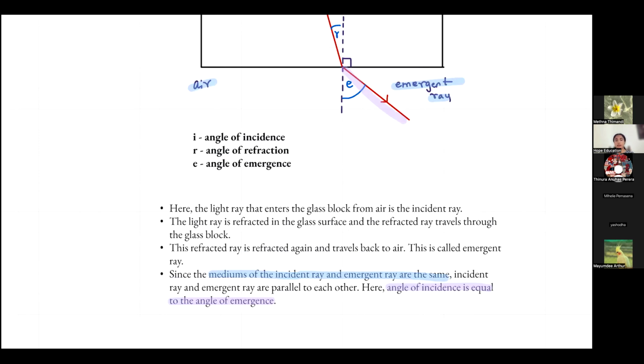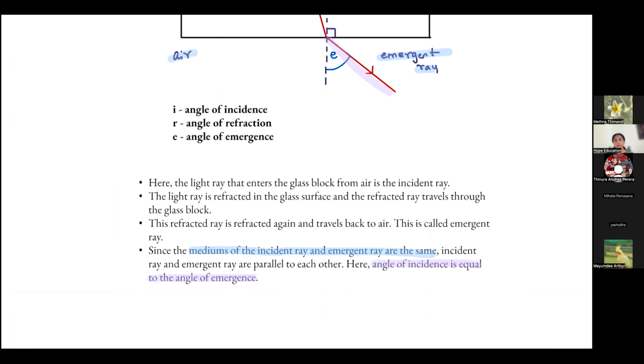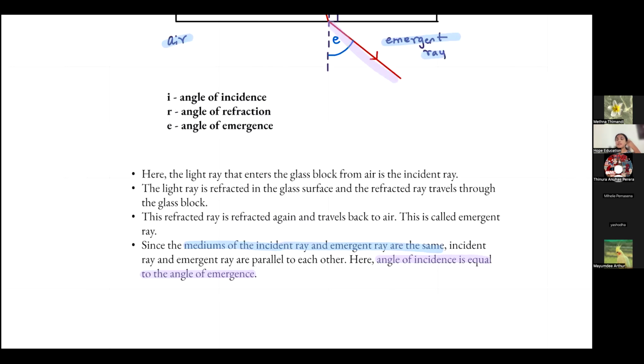Quickly copy these 4 sentences down. After that, we'll end the class. Next week, we will be finishing the lesson.